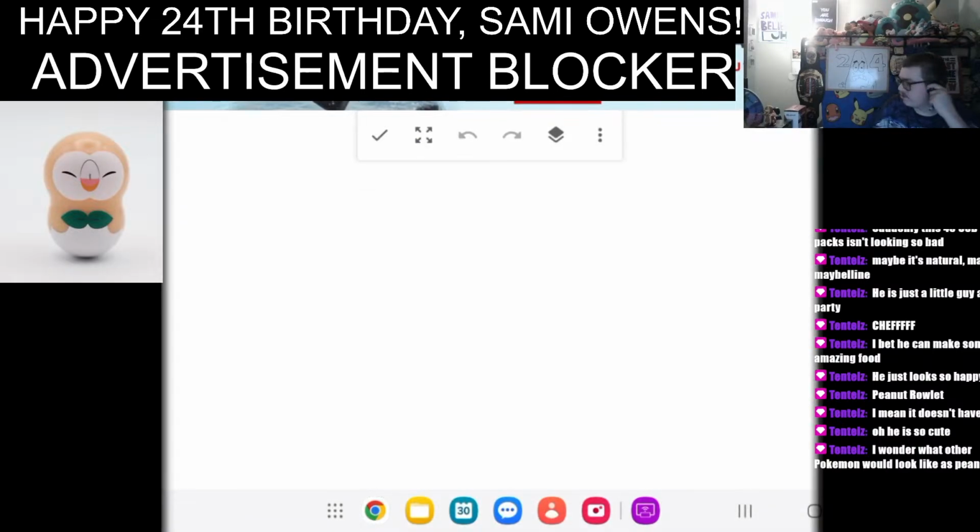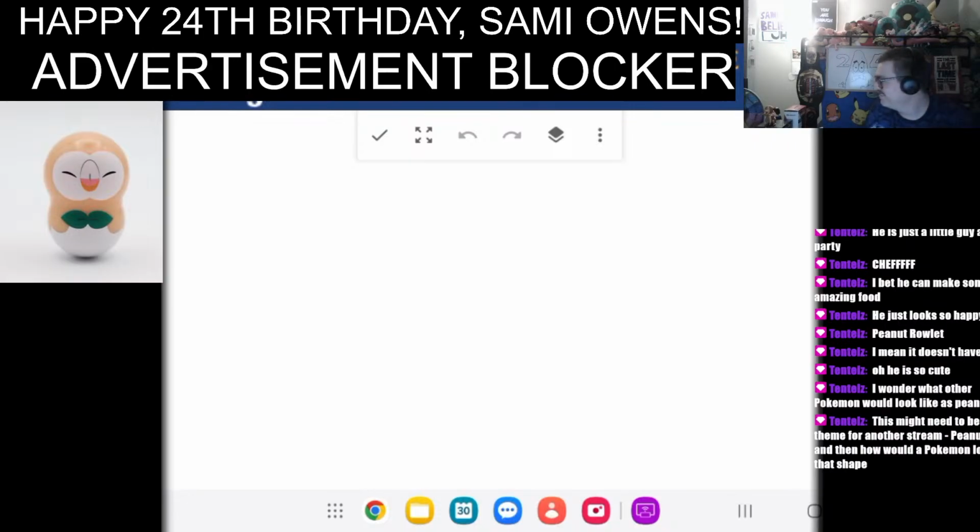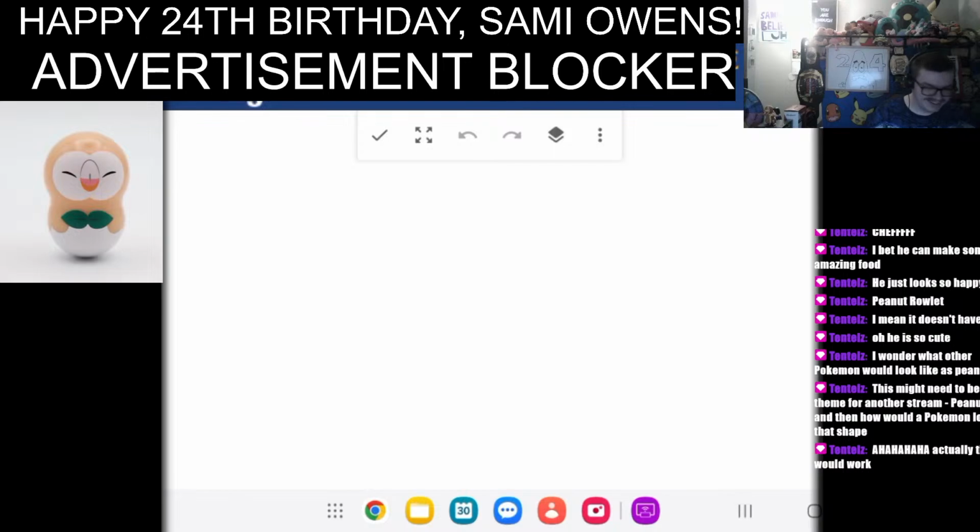I wonder what other Pokemon would look like as peanuts. This might need to be a theme for another stream. Peanut shape, and then how would a Pokemon that has that shape look? Snorlax. I don't know why Snorlax is the first Pokemon that popped into my mind. Yes. Okay.